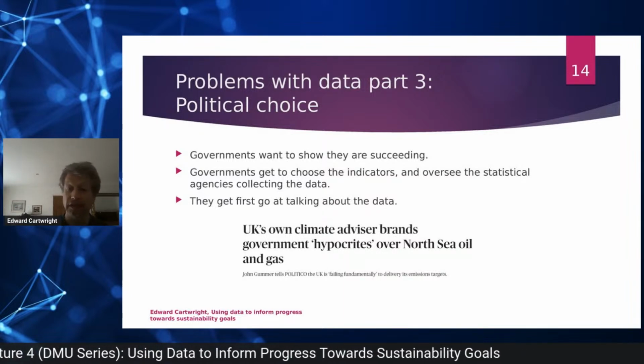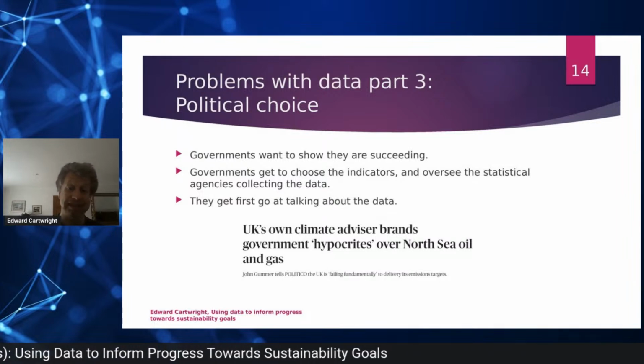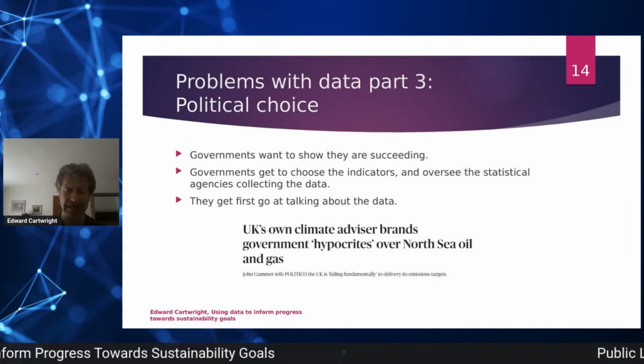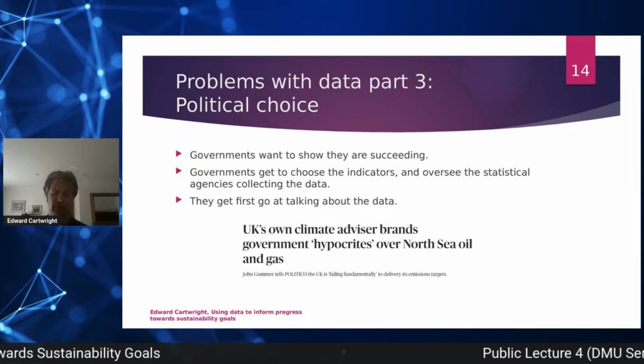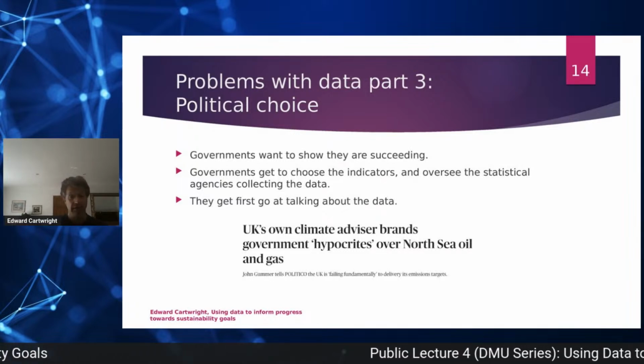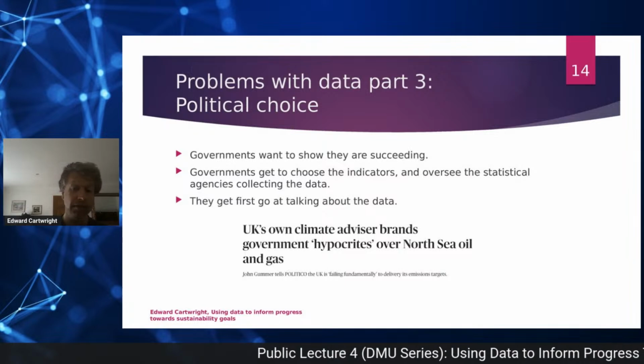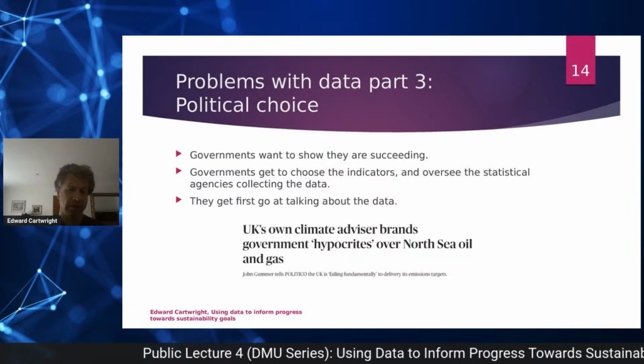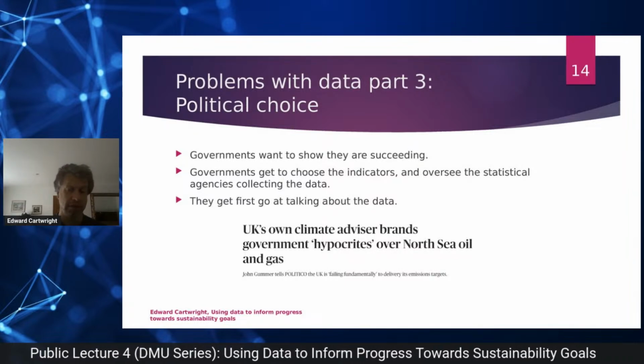The governments get to choose the indicators. They get to see the statistical agencies collecting the data, and they usually get first pick of interpreting the data. And so we have to be quite careful of how that works out.